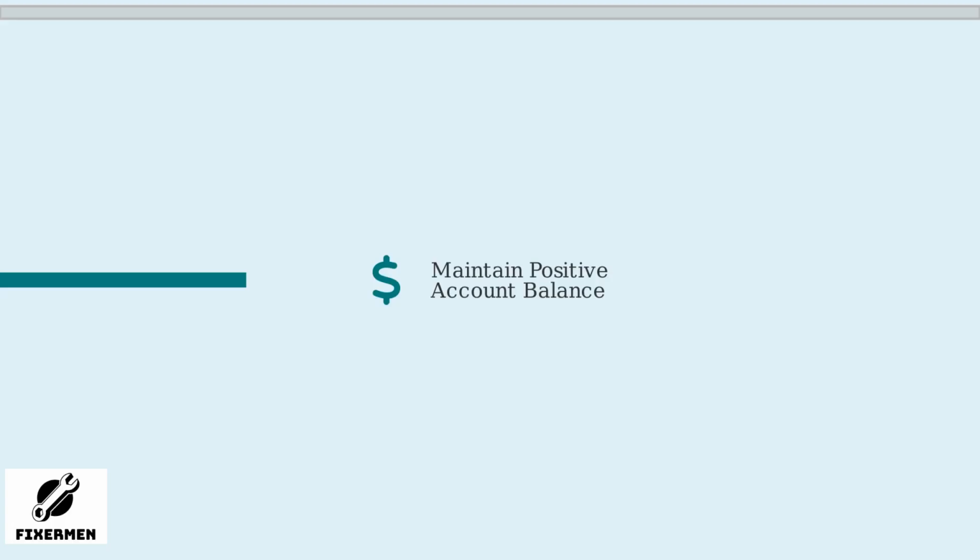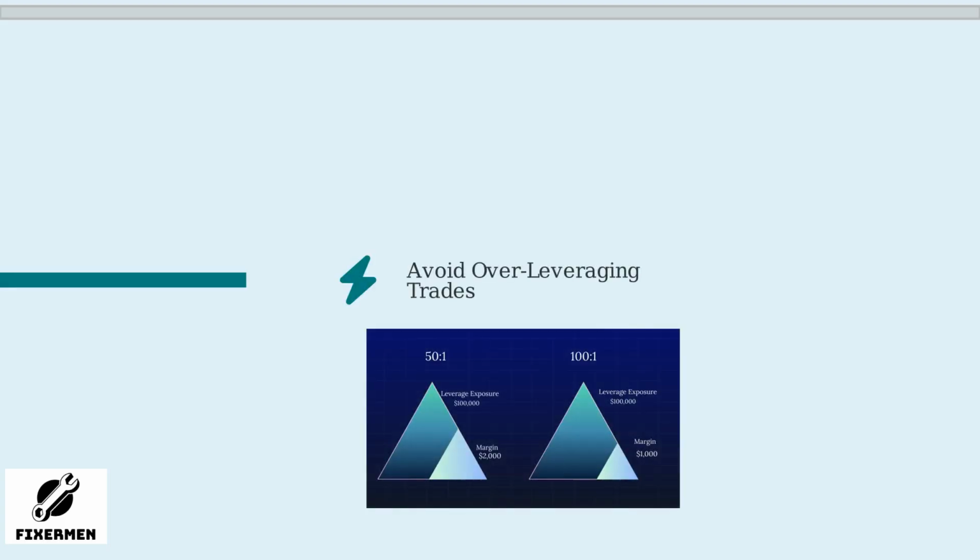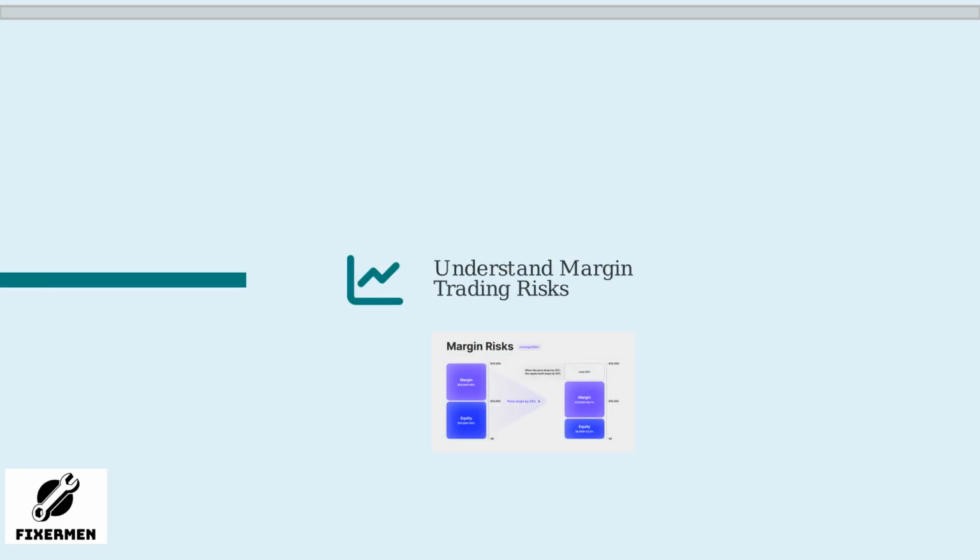Prevention starts with maintaining a positive account balance. Avoid negative balances from fees or losses, as this triggers automated restrictions. Avoid over-leveraging your trades. Margin trading amplifies gains, but also losses, increasing restriction risk if positions turn negative. Understand margin trading risks. A small price drop can wipe out your equity, leading to margin calls and restrictions.